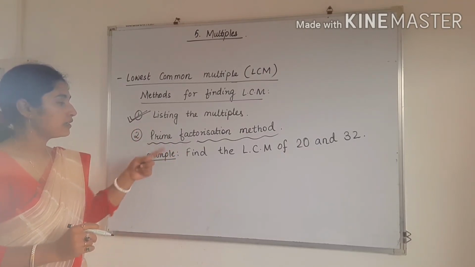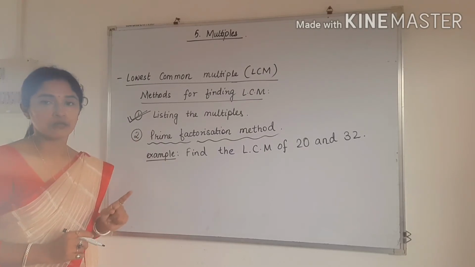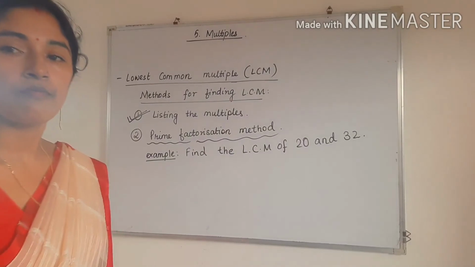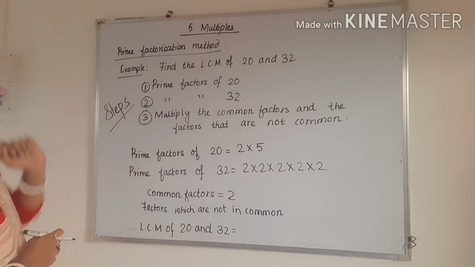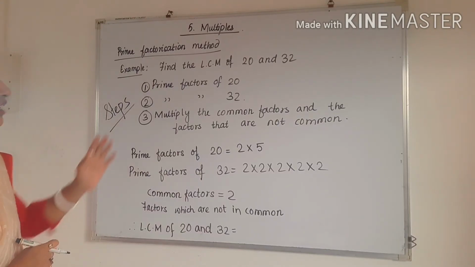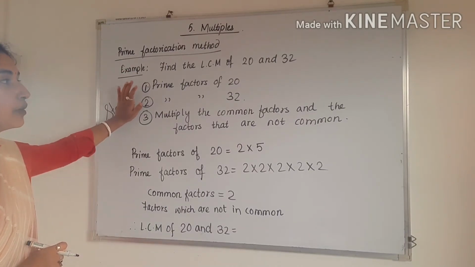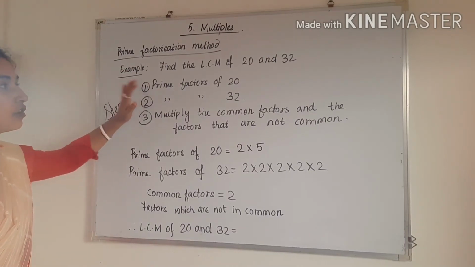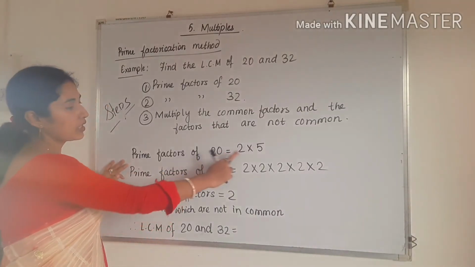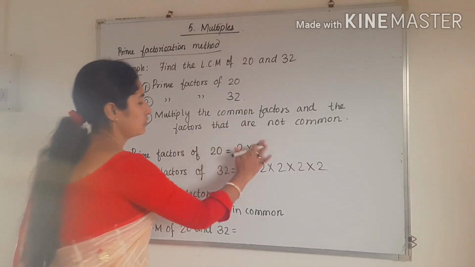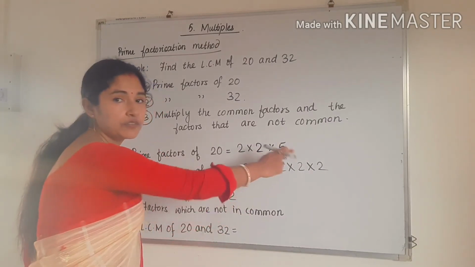Here the example is: we will find the LCM of 20 and 32 using the prime factorization method. Let us do it. First of all, the steps: you have to find the prime factors of each number. First, the prime factors of 20 will be 2 into 2 into 5. 2 2s are 4, 4 5s are 20.